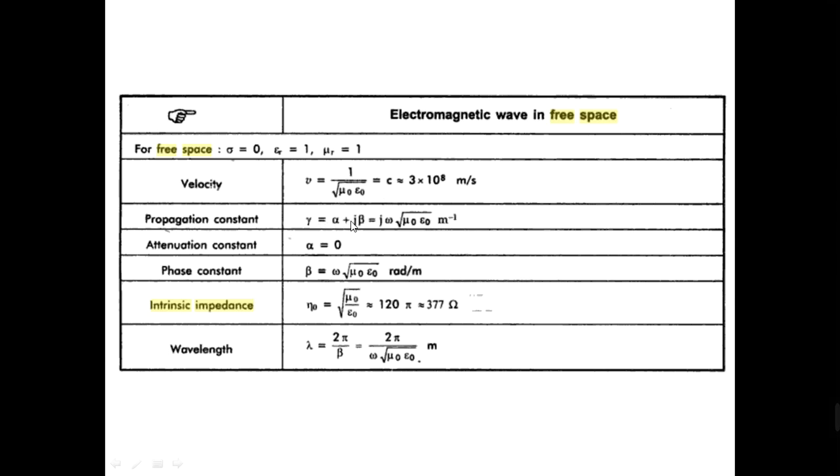That means when the wave is propagating through free space, the propagation constant is purely imaginary, because alpha will be equal to 0. You can see it is an imaginary term. So alpha is equal to 0, and the phase constant beta will be omega root of mu naught epsilon naught, or simply I can write it as omega by c. And intrinsic impedance will be equal to the free space impedance, which is equal to 120 pi, and the wavelength lambda is equal to 2 pi by beta, which is equal to 2 pi by omega root of mu naught epsilon naught.